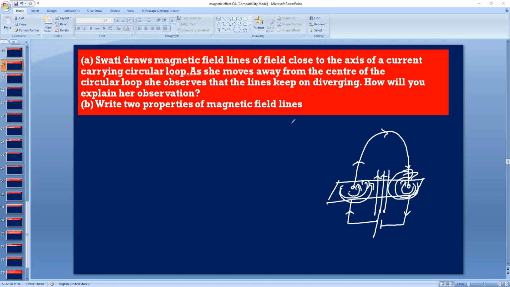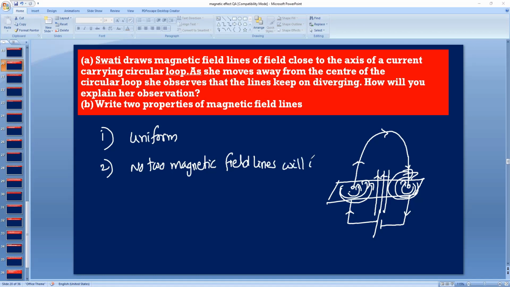Write the two properties of magnetic field lines. The first one, magnetic field lines are uniform. No two magnetic field lines will intersect. So this answer we have to give.